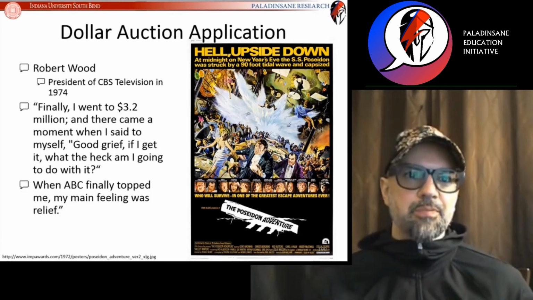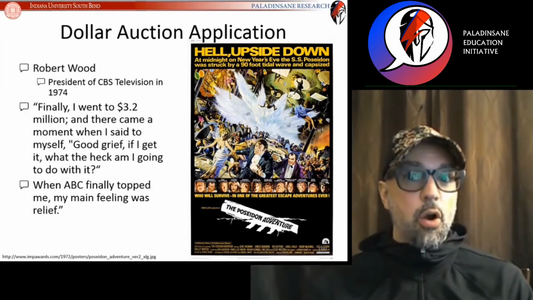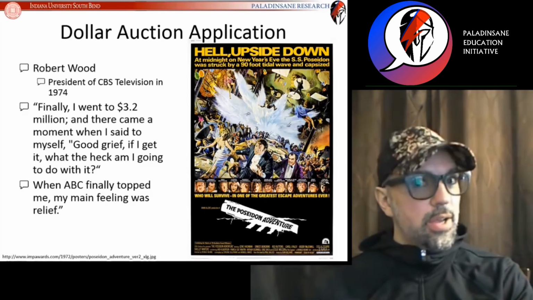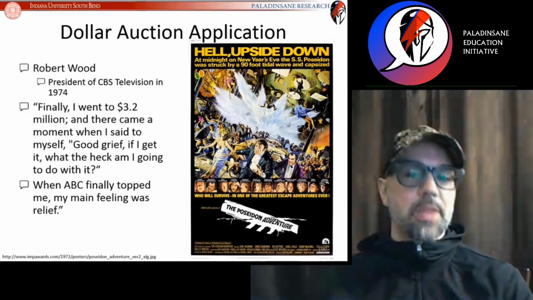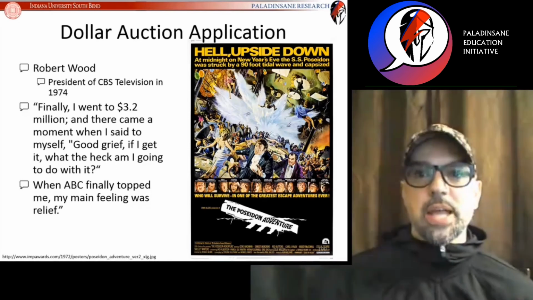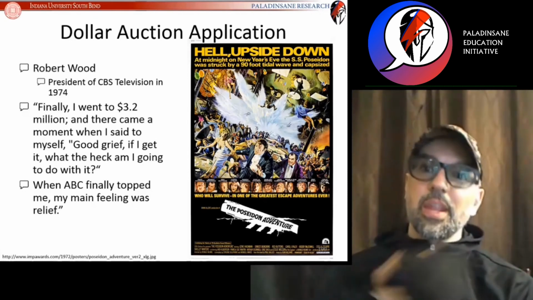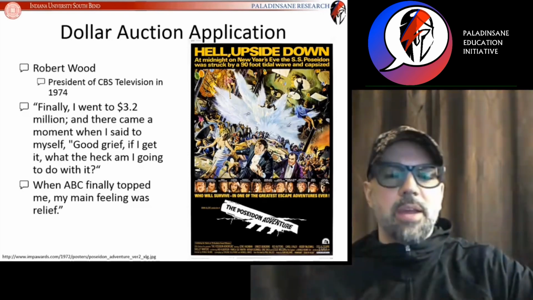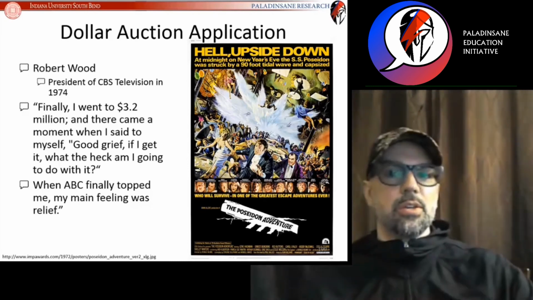So at 3.2 million, Robert Wood, the president of CBS television, realized that he had overbid. He realized that he was bidding more than this movie was worth. He realized that he had done an irrational thing and basically was bidding more than $100 for a $100 prize. Hence, a nice real world application of this dollar auction idea. But luckily for him, ABC came over the top one last time. So when ABC finally topped him, his main feeling was relief, because instead of losing a lot, he's now only going to lose a little.